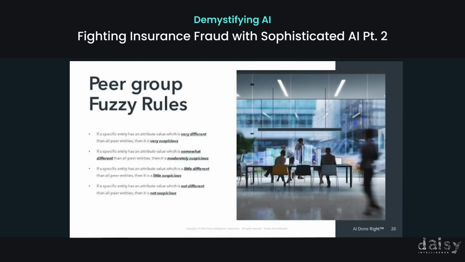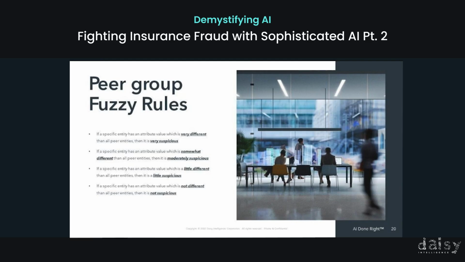And typically, we would interpret these curves to say, if a specific entity has an attribute value which is very different than all of its peers, then it could be very suspicious. So that's that growth curve, or the bell curve. If you're very different than your peers, you're in the extremes, then that's very suspicious. If you're only somewhat different, then that's moderately suspicious. If you're a little bit different, that's a little suspicious. If you're not different, then it's not suspicious. So that's the shape of those curves. That's how you interpret the curve.